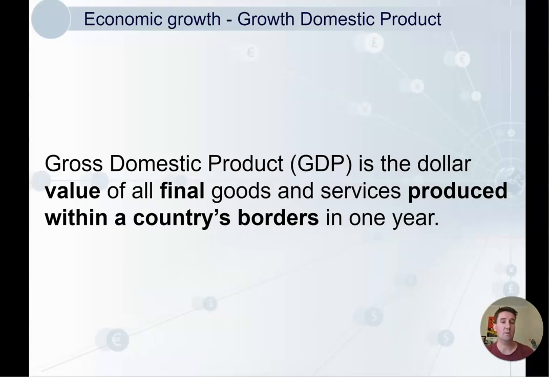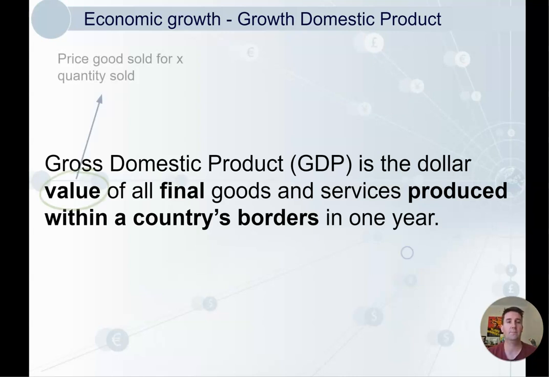Okay, here's what gross domestic product is. So when you write this down, I want you to leave some space around it because we're going to annotate it a little bit, right? So write it nice and big and leave some room for annotation. Okay, gross domestic product is the dollar value of all final goods and services produced within a country's borders in 1 year. So there's a little bit to unpack here.